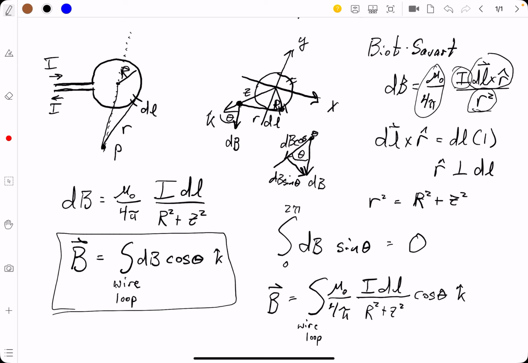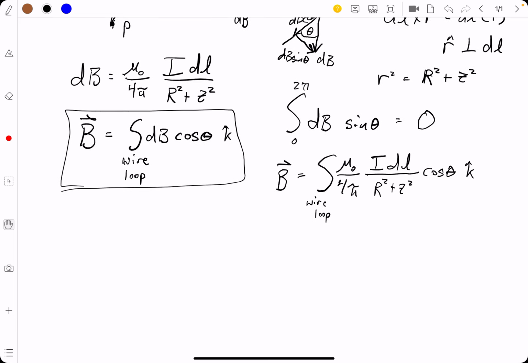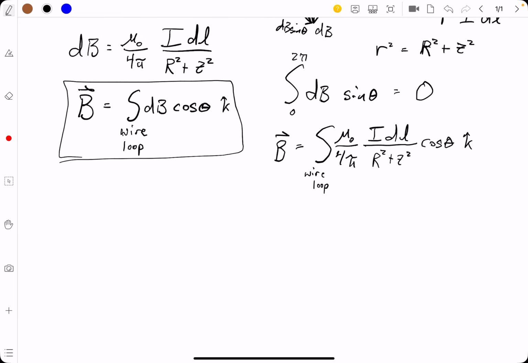Now, the current is going to be constant. Mu naught is constant. We can't really separate R squared and Z squared, but those are also constant. Those aren't going to change. So we really are technically left with some stuff. Now, what isn't constant, how do I want to do this?